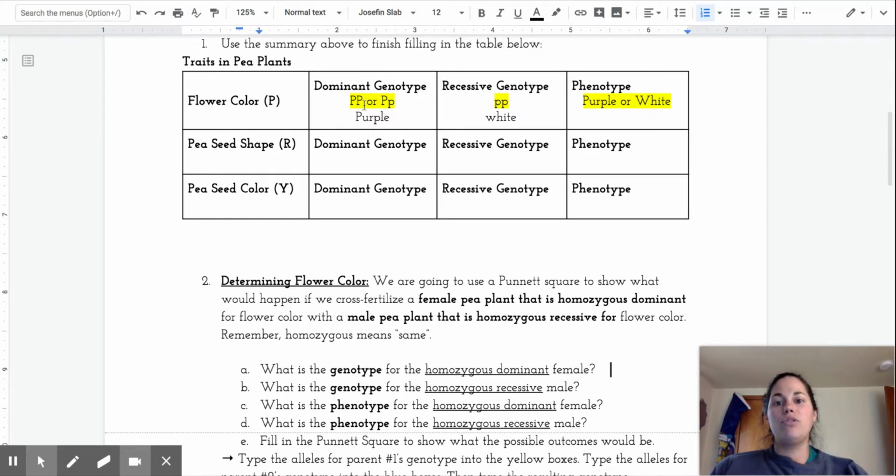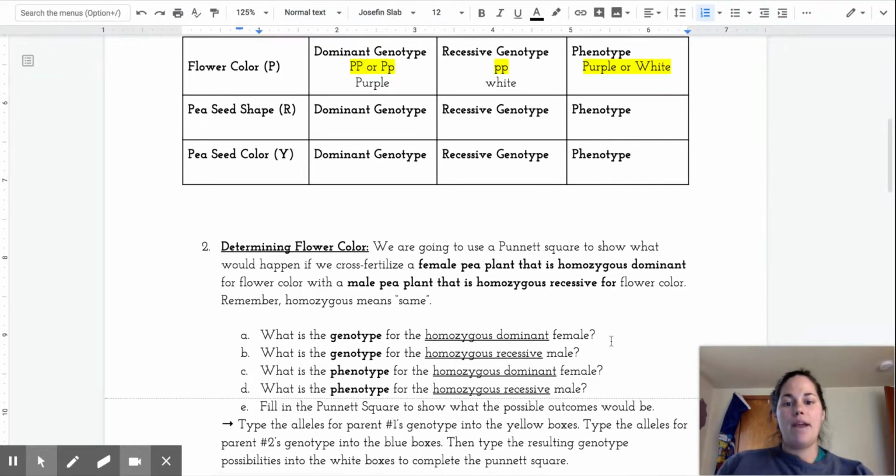So I'm going to choose this one here that's the two uppercase letter P's. So my genotype, I'm just going to type in those letters for genotype. So my genotype would be PP, two uppercase P's.